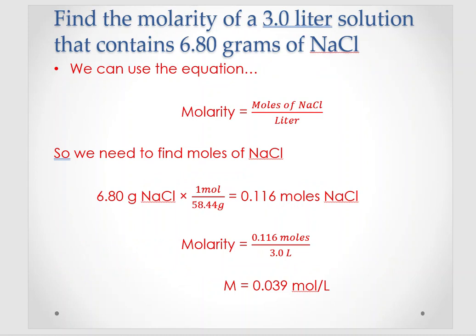So, find the molarity of a 3-liter solution that contains 6.8 grams of sodium chloride. We have to understand that in order to find the molarity, we have to take the moles of the sodium chloride and divide by liters. So we'd have to convert our grams of sodium chloride to moles, and once we have moles, we can divide by liters, and we get our molarity.